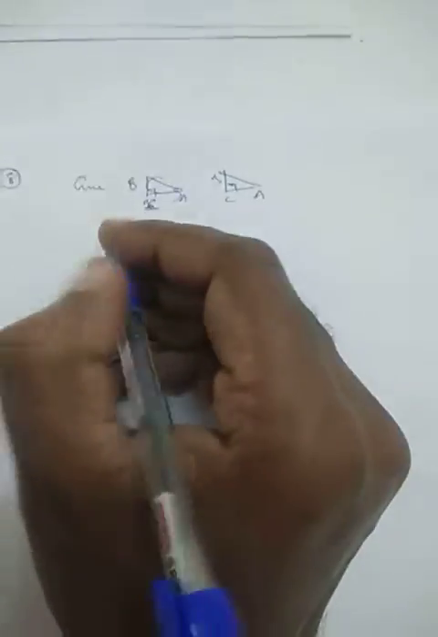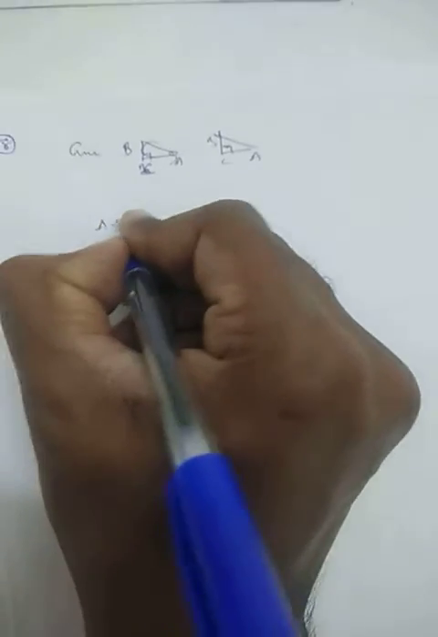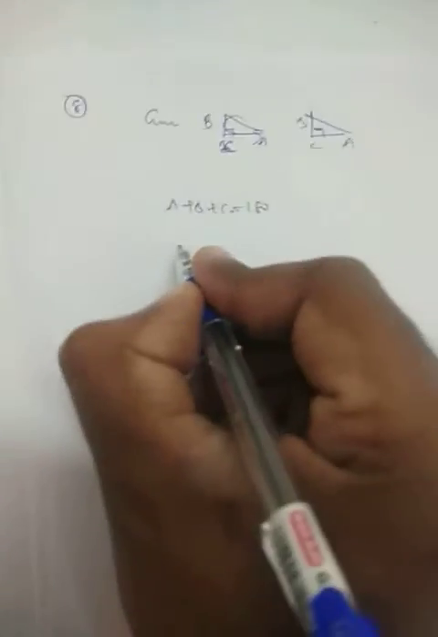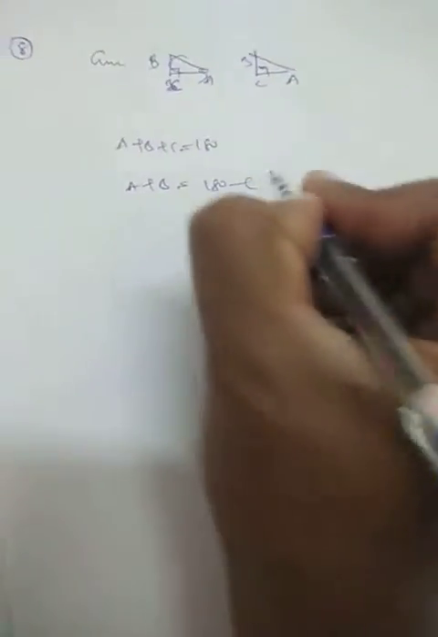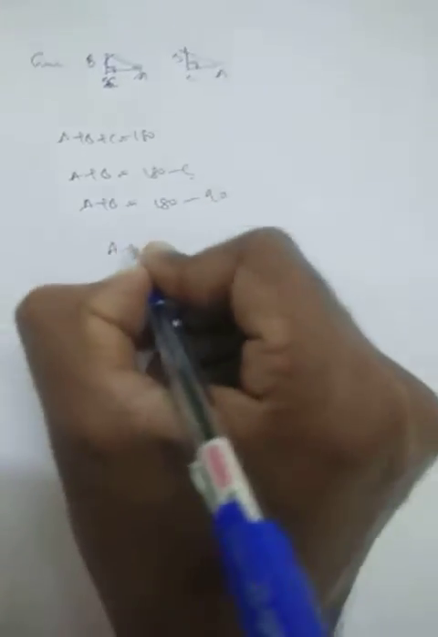That means the figure will be like this: A, B, C. Here, A plus B plus C is equal to 180. Now A plus B is equal to 180 minus C. Angle C is 90, already given. The value of A plus B is 90 degrees.